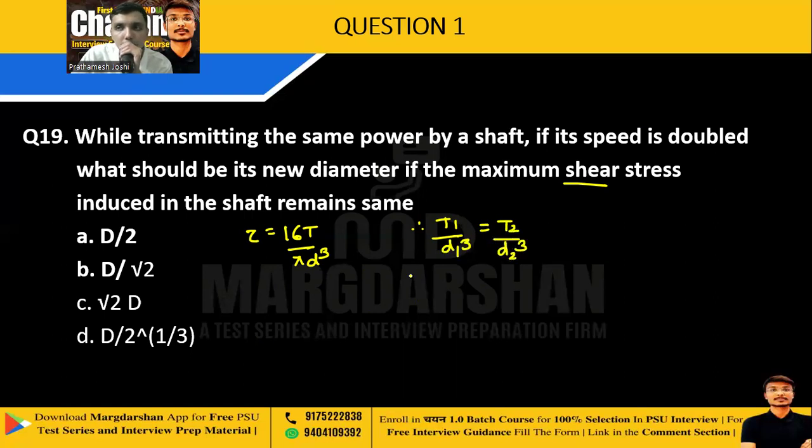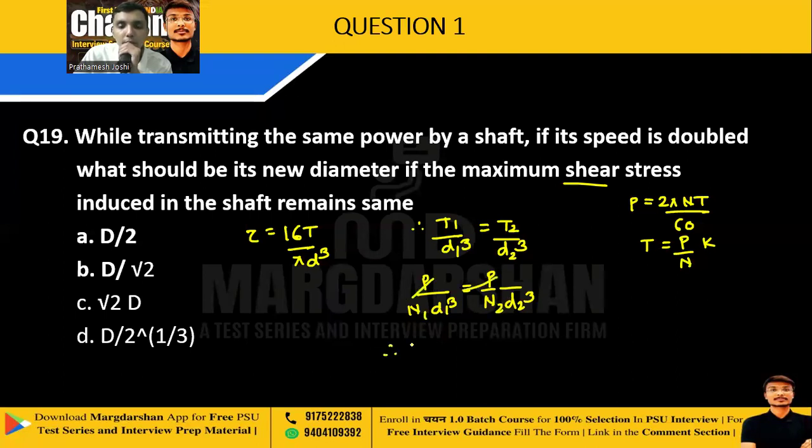We can write T1 as follows: P is equal to 2 pi NT upon 60, so T we can write as P upon N into some constant K. The constant will cancel. So P upon N into D1 cube should be equal to, the same power is given so power also cancels out, P upon N into 1 upon D2 cube. So N1 into P cancels out, therefore N2 upon N1 equals D1 cube upon D2 cube.